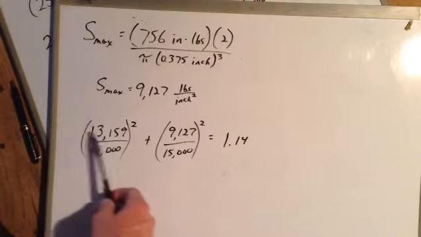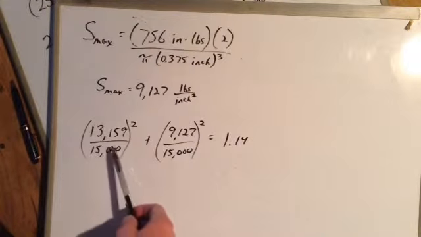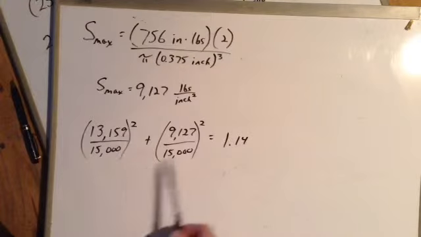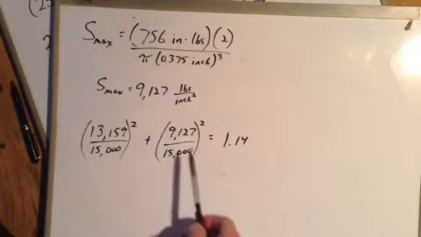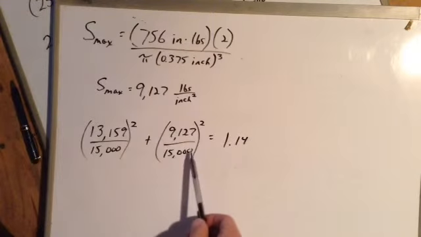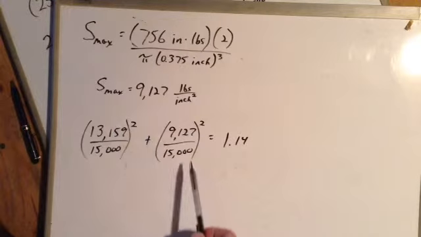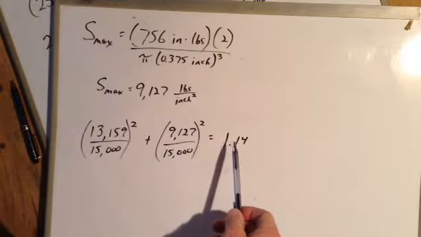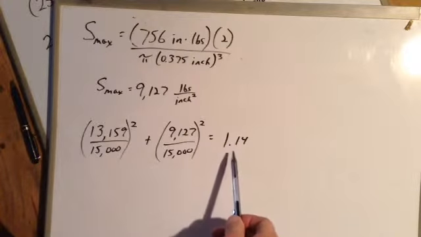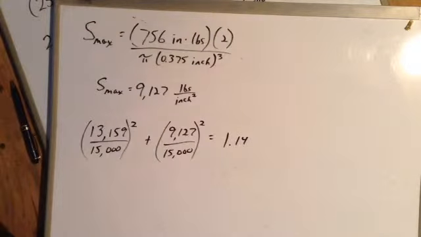There's what we have divided by the max that you can have without having any other stress. We square it, add it to the other stress in the other direction, divided by the maximum amount that we could have in that other direction if we had none in this direction. Square that, add them together, we get 1.14, which is a little bit too much. This has to be 1 or less. This exceeds our allowable resultant stress.